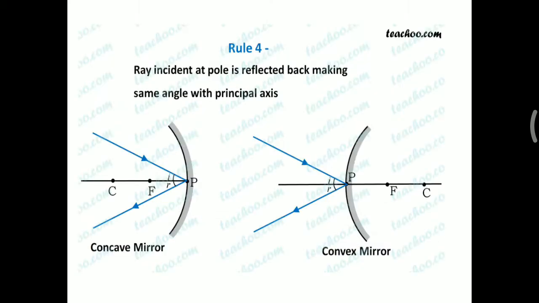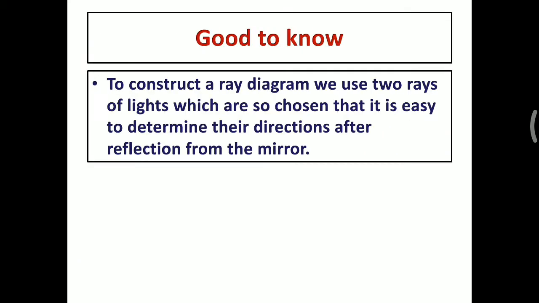Rule 4: a ray incident at the pole is reflected back, making the same angle with the principal axis. These four rules are very important. You have to memorize them and practice in your rough notebook. So this is good to know.